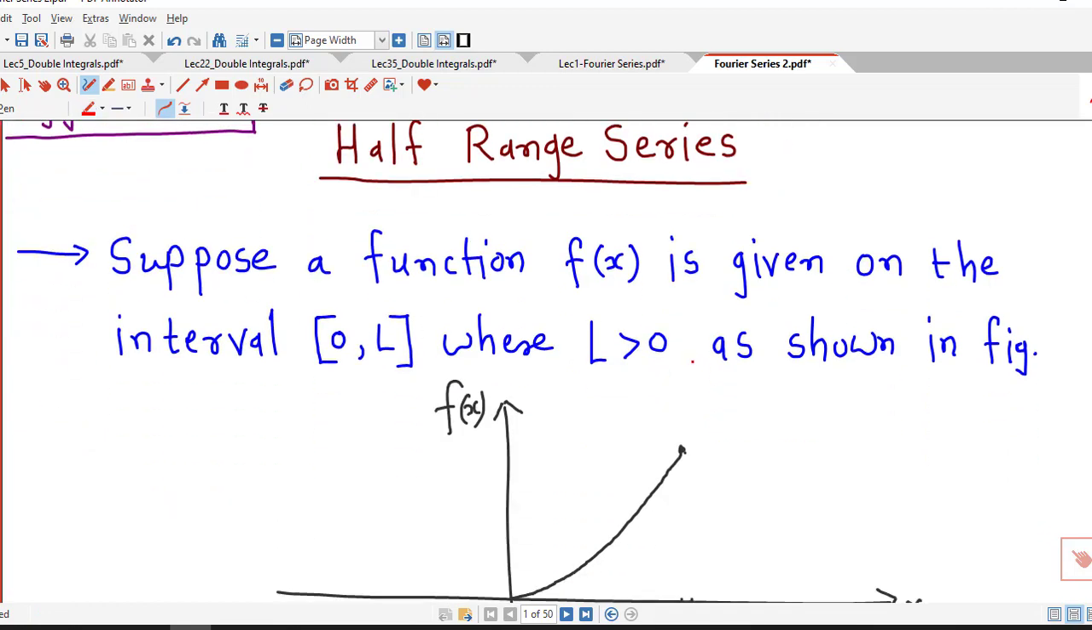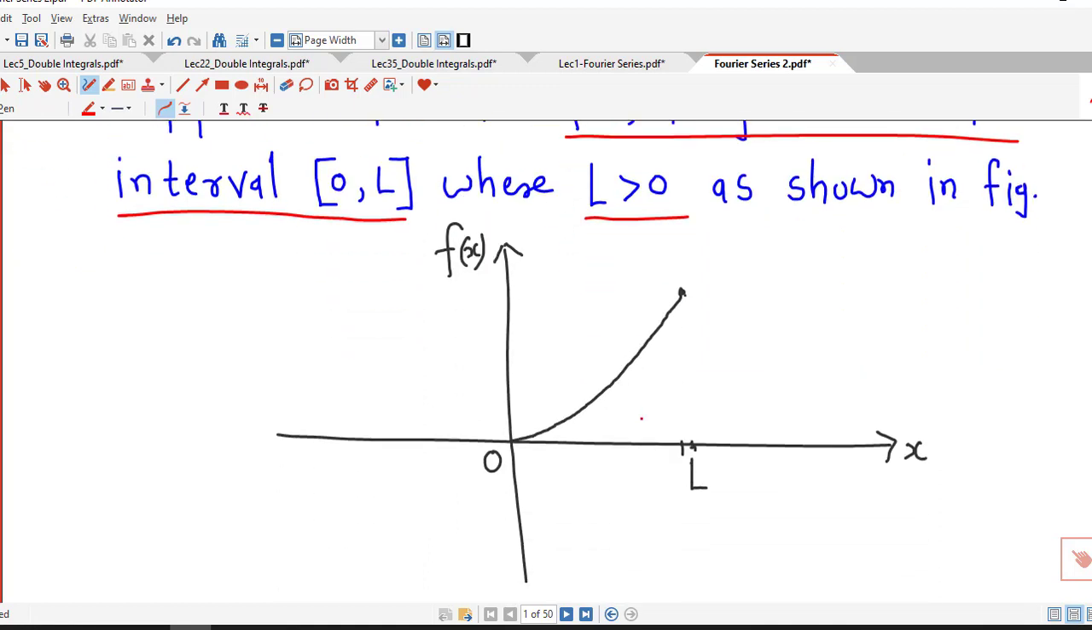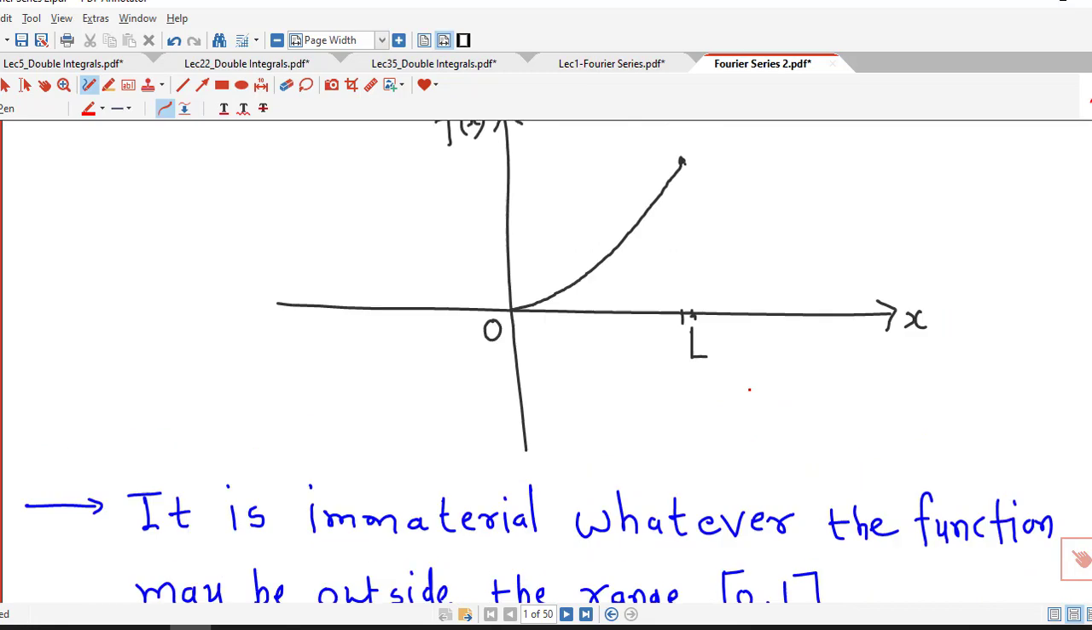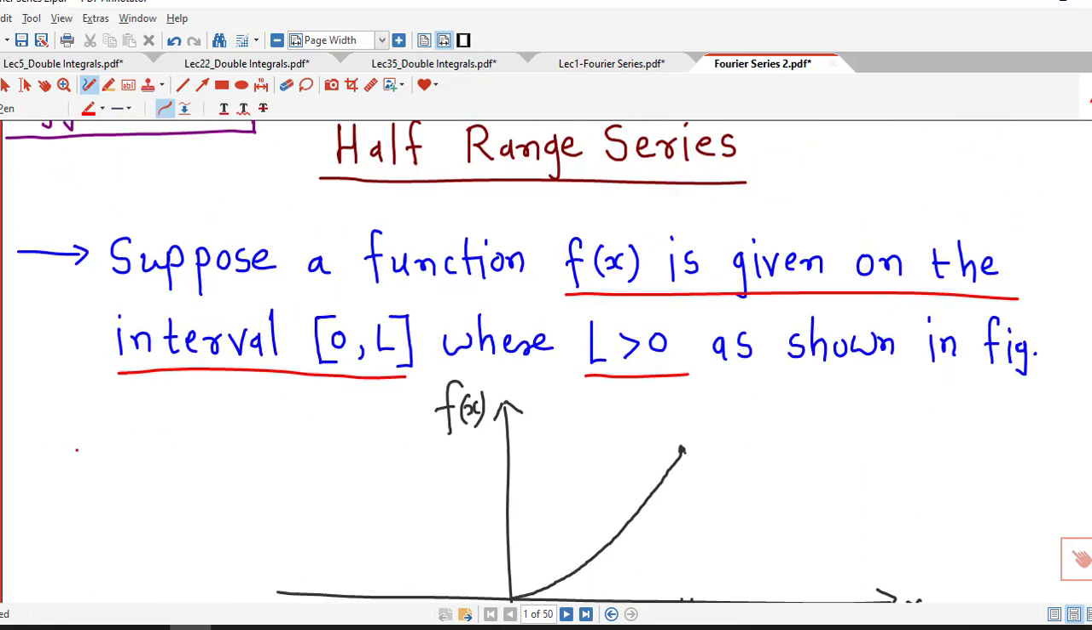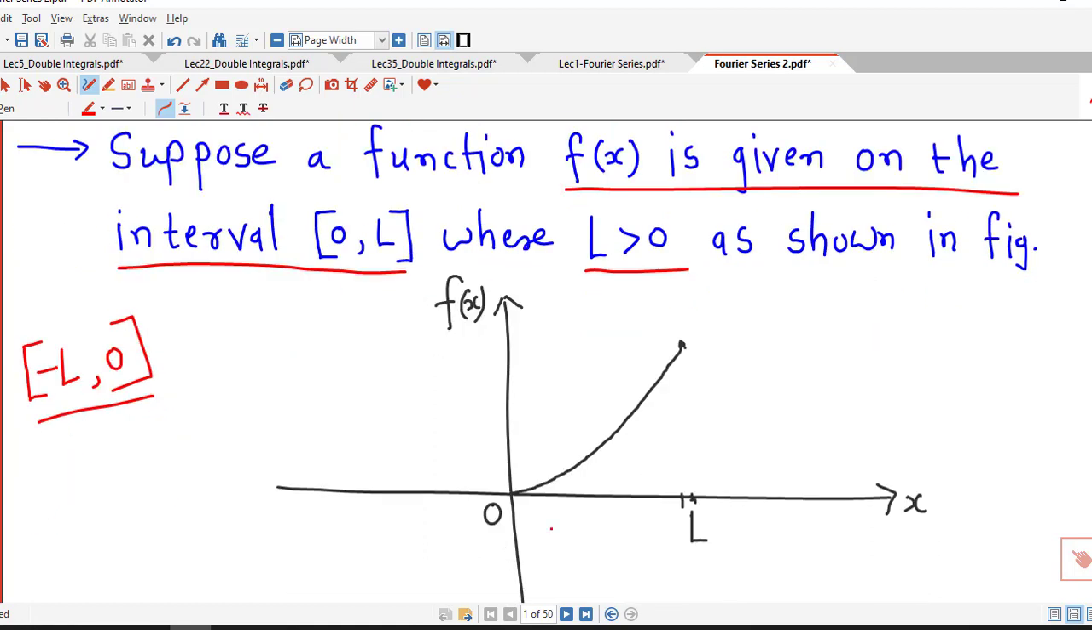Suppose a function f(x) is given on the closed interval 0 to L, where L is any positive real number. Now if the function is given on the interval 0 to L, it is immaterial what happens outside this interval, or what happens in the part minus L to 0. It does not matter what happens outside the interval 0 to L.